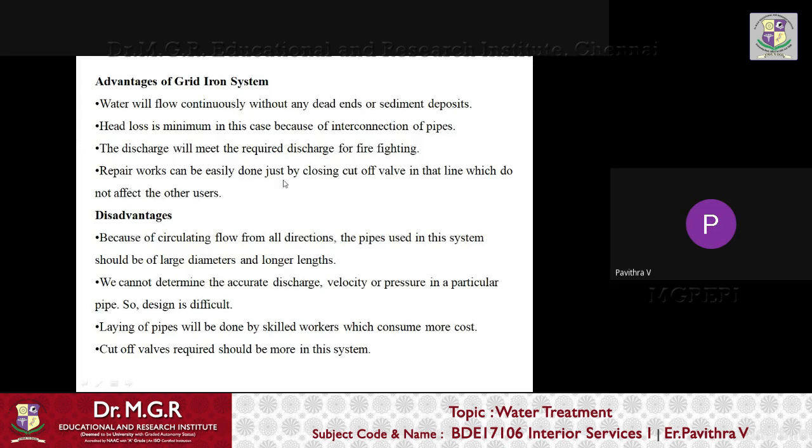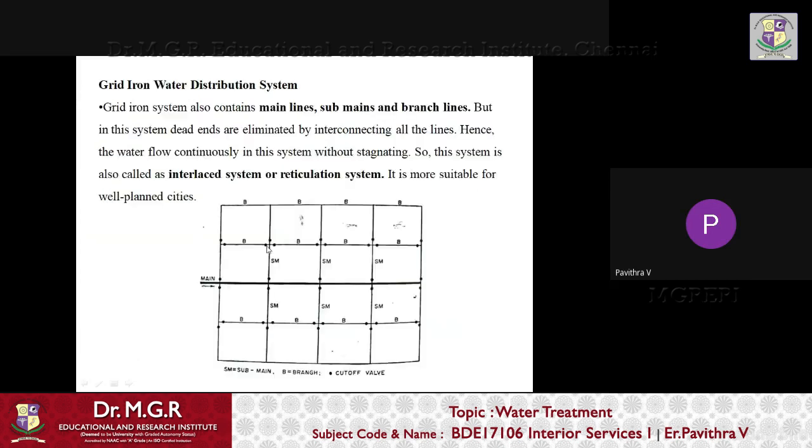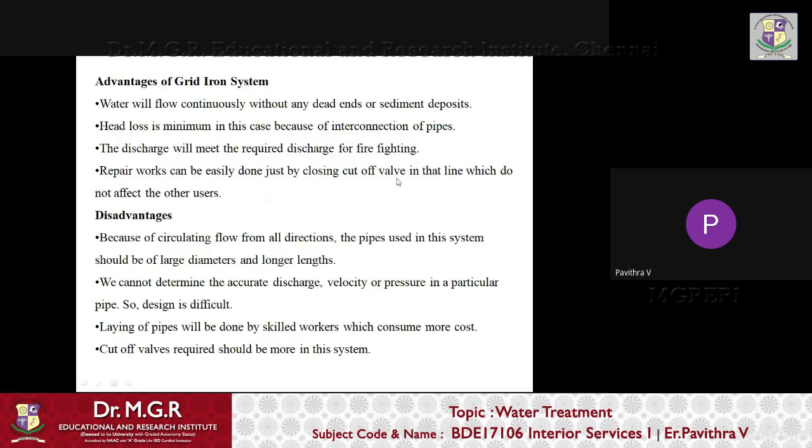Repair works can be easily done just by closing the cutoff valves in that line, which does not affect the other uses. So every branch has a cutoff valve separately. So it is not like in the dead end system. In the dead end system, the full system I should close by means of the cutoff valve, which leads to some difficulty to the other consumers. But in this system, only the area that needs repair can be isolated by closing the cutoff valve in that line, which does not affect the others.